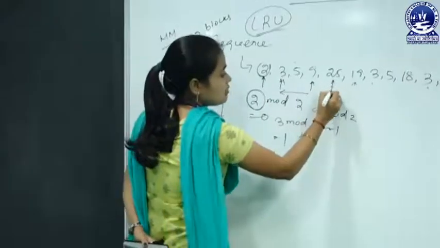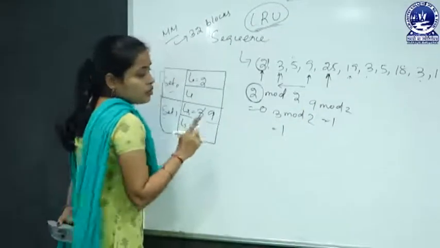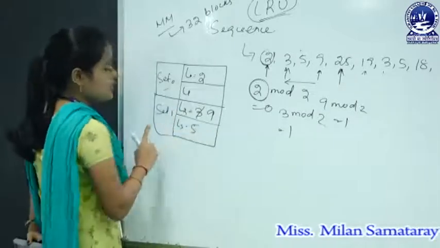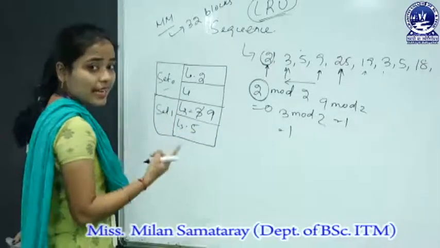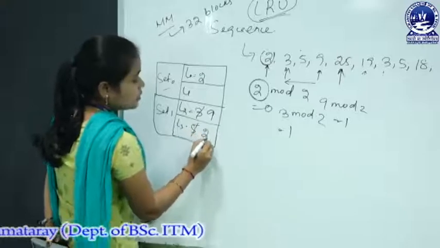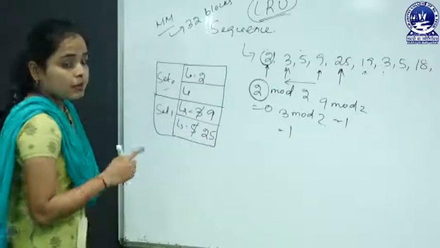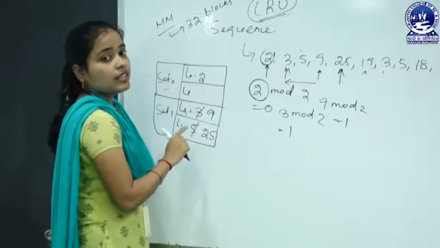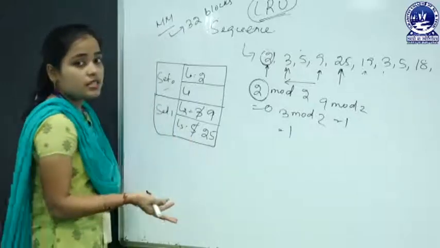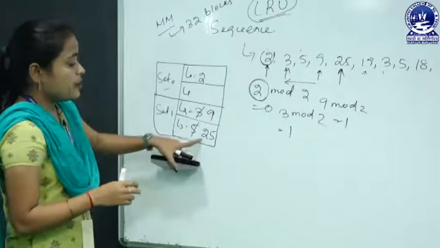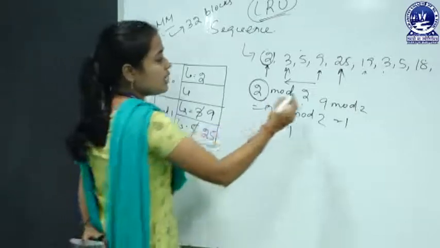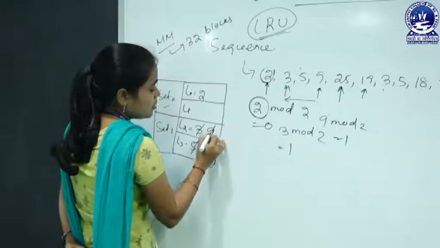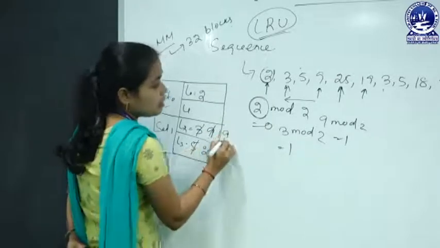Then the next one is 25. 25 mod 2 gives remainder 1, so it has to be placed in set 1, and in which line? In line 3, because this block is the recently used block and this block is the least recently used block. That's why it will be replaced. Then the next one is 19. So 19 will replace this, and here is our 19.